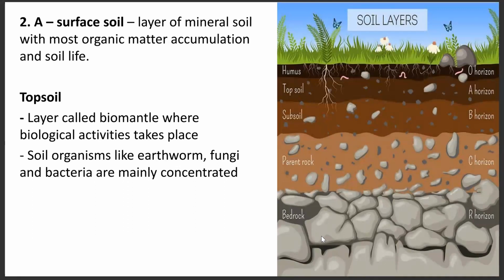A is the surface soil, a layer of the mineral soil with most organic matter accumulation and soil life. So this particular layer is our topsoil. Topsoil is a layer called the biomantle, where biological activities take place. Soil organisms like earthworms, fungi, and bacteria are mainly concentrated in this particular layer, the topsoil. And when we talk about landslides, this is usually the layer which is being eroded by water.